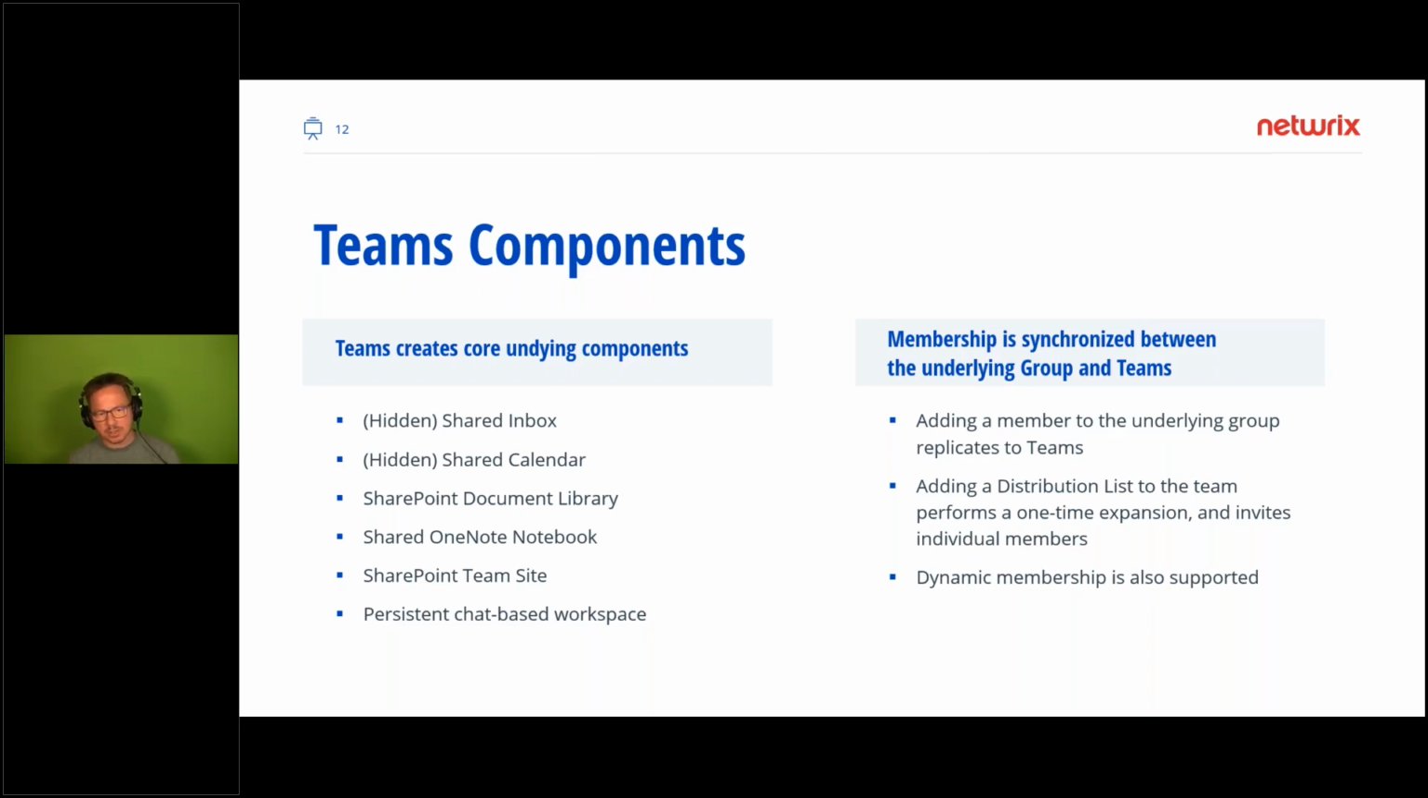So if you add a member to the underlying group, it gets replicated to Teams. If you add a distribution list to the team, then it will do a one-time expansion and then invite that to individual members. And then you can also use dynamic membership as well. So if you wanted to assign yourself permission to a team, you can either do it within the team or have someone do that for you, or you can get access to the Azure Active Directory group that controls everything.